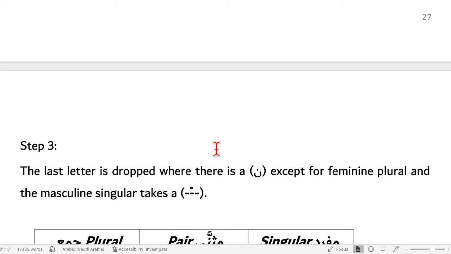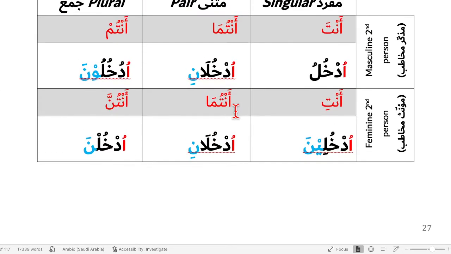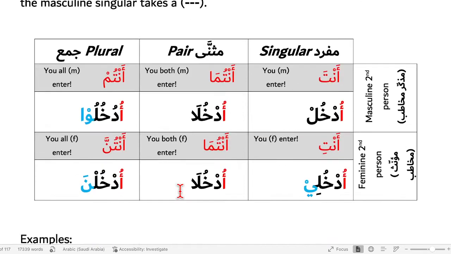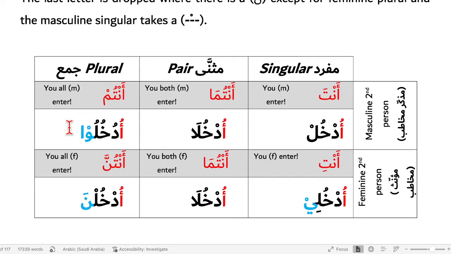The last letter noon is dropped, except for the feminine plural. So you have to drop all the noons except this one, and this one will take the sukoon. So udkhul, udkhula, udkhulu, udkhuli, udkhula, udkhulna. This doesn't change. These are now the final command verbs: udkhul, udkhula, udkhulu, udkhuli, udkhula, udkhulna.